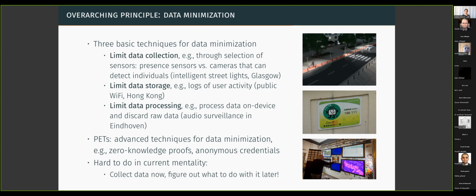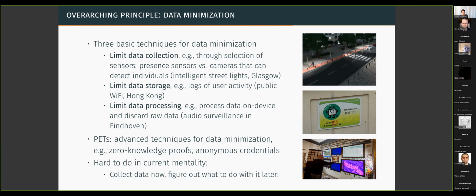So in addition to these kind of basic techniques, privacy enhancing technologies maybe provide more advanced possibilities for minimizing what can be done with data. So two examples that we'll look at are zero knowledge proofs and anonymous credentials.